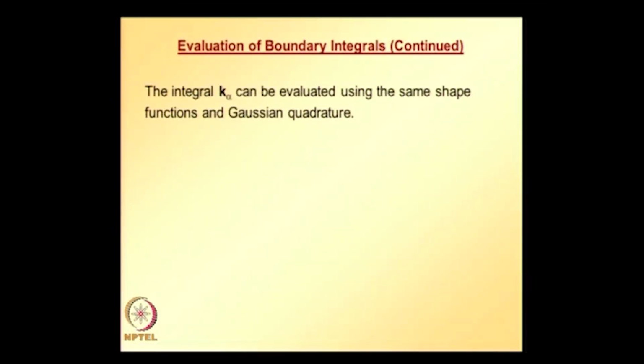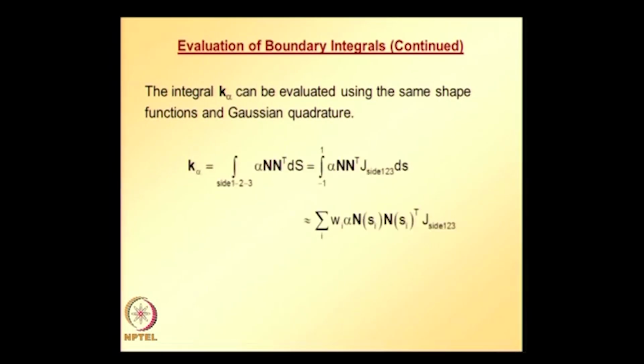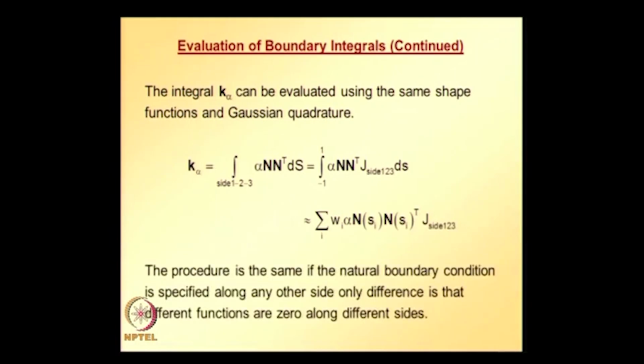Similarly, we can evaluate k alpha using the same shape functions and using this formula. The procedure is the same if a natural boundary condition is specified along any other edge or side. The only difference is that different shape functions are 0 along different sides. And now let us quickly take an example.